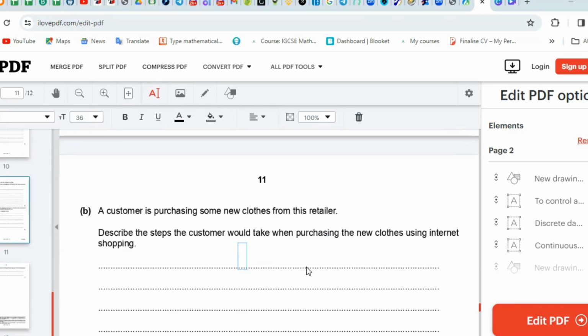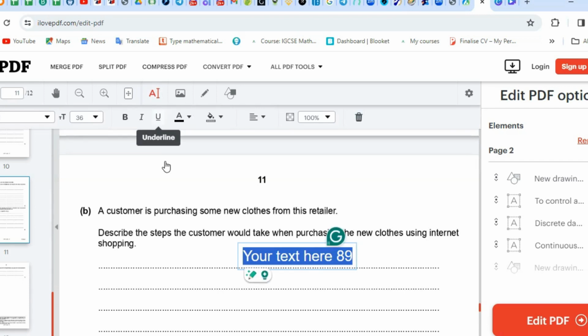All right. So we are asked to describe the steps a customer will take when purchasing new clothes using internet shopping. So what are the steps the customer is going to take? One is what? Loads up the internet. You will have to load the internet where you need to buy something, right? So that's the meaning of loads up the internet.